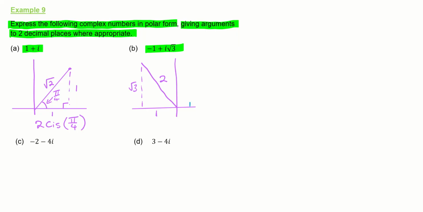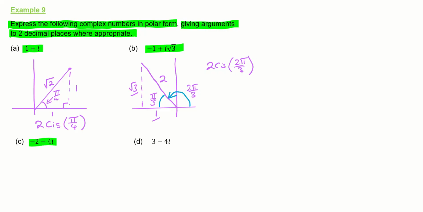The argument here would be this angle, but initially we can work out this angle. And because this is root 3 and this is 1, you should know all of your standard angles. This angle here is going to be pi by 3, meaning this one is 2 pi by 3, and so this is 2 cis 2 pi by 3.